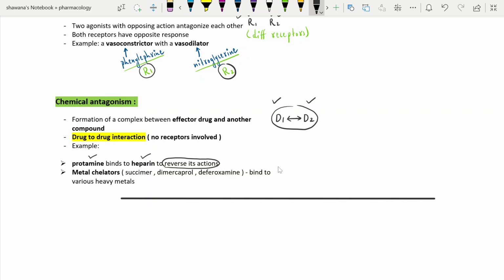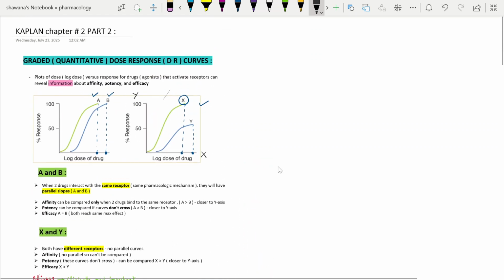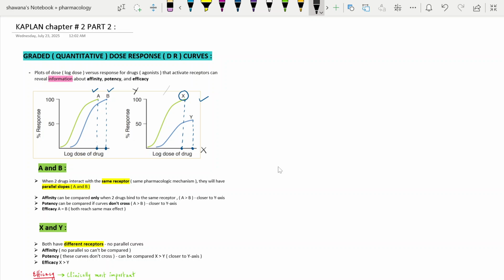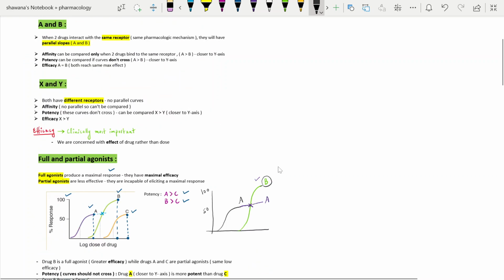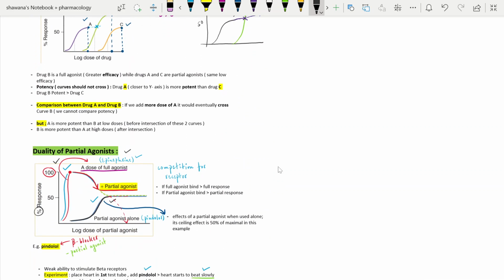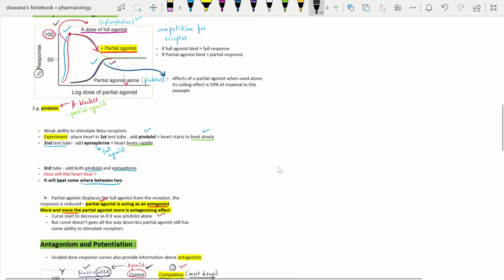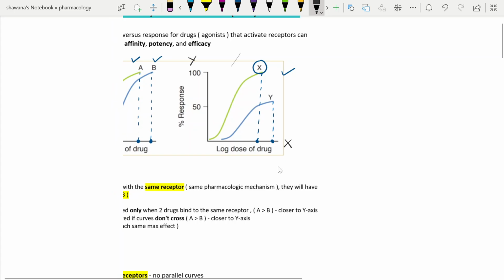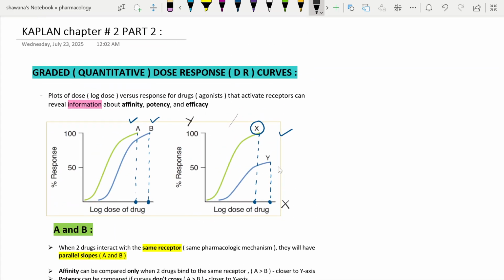And metal chelators. What are metal chelators? The examples are succimer, dimercaprol, and deferoxamine. These are metal chelators and they bind to various heavy metals. As the name suggests, they have the ability to bind to heavy metals and can have antagonist effects. Okay, so we have discussed graded dose response curves, the concept of partial and full agonists, the duality of partial agonists, antagonism and potentiation, and some types of antagonism, i.e. the physiological and the chemical.